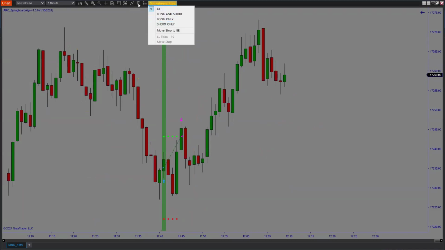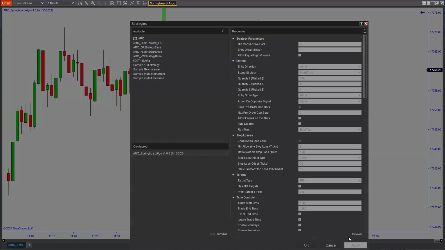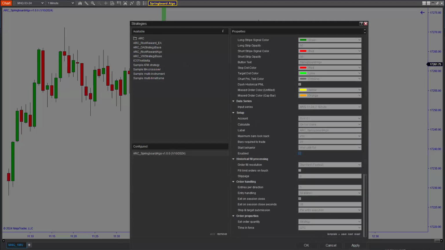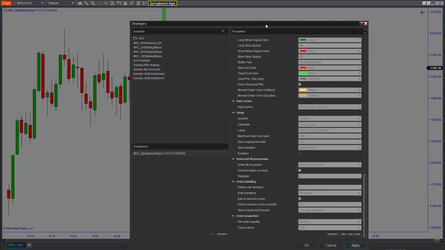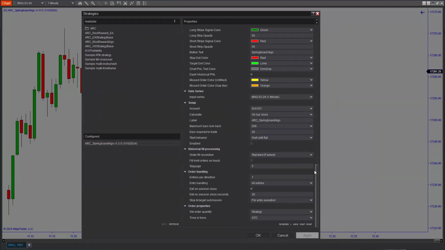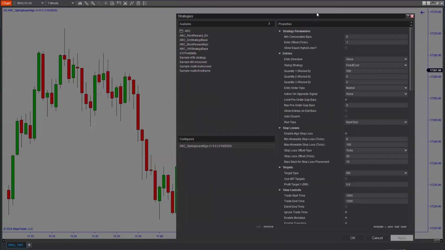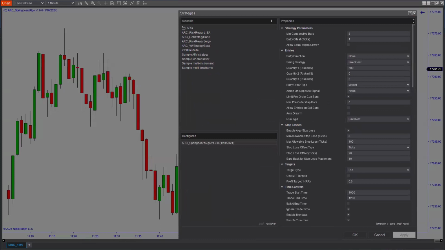Let's go into the settings and let's look at it in the settings here. Okay, so I'm just gonna turn this off. Okay, so let's go all the way to the top. So minimum consecutive bars. So that was how many bars do I need to put in a lower high before I'm willing to trade the breakout?